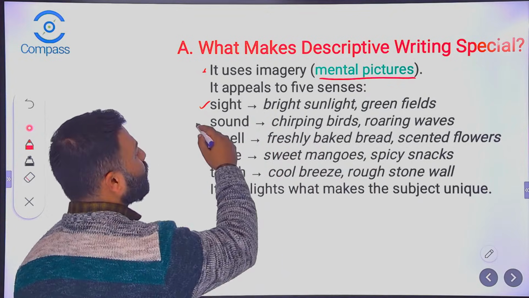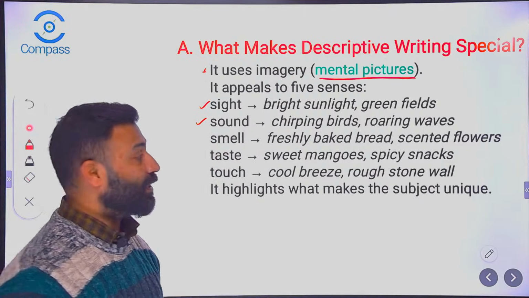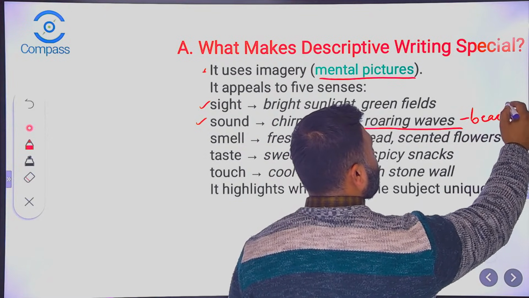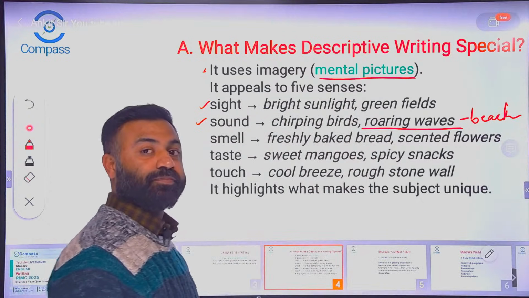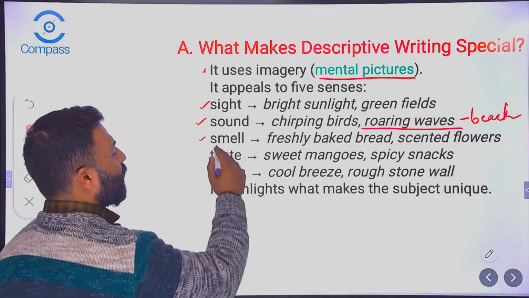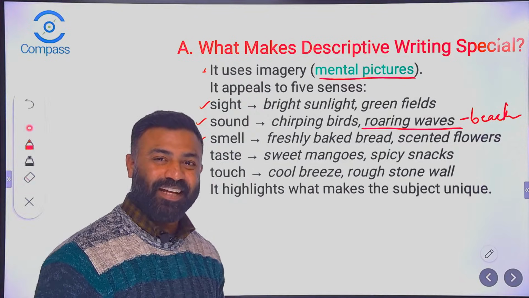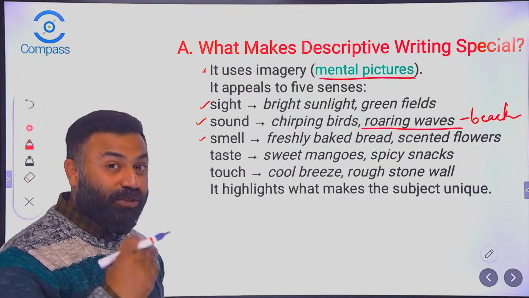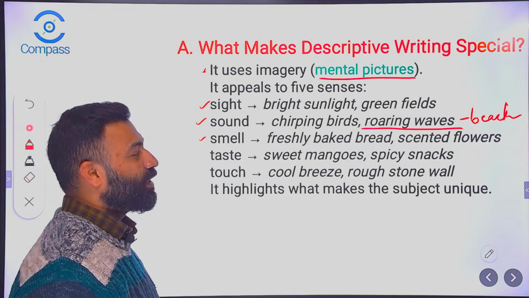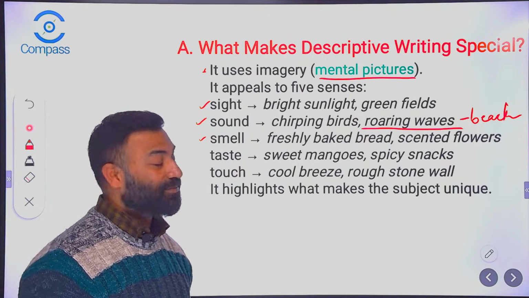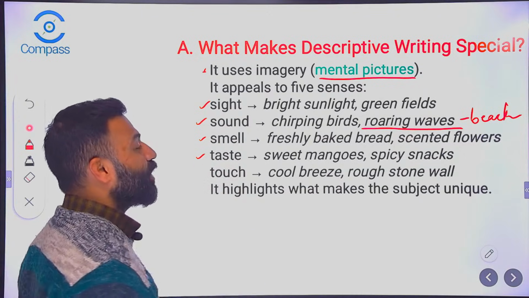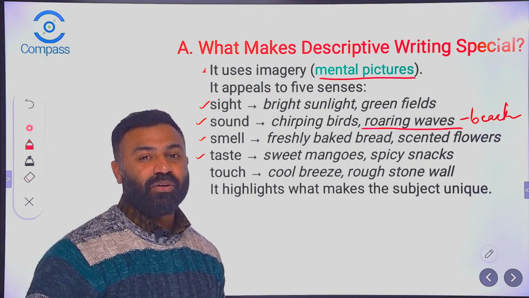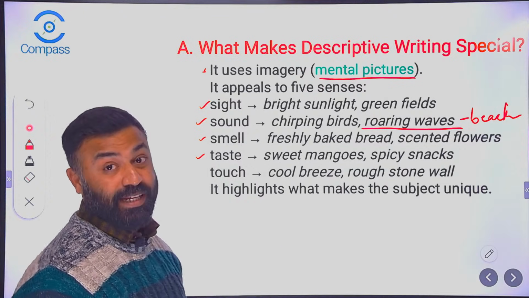Second, sound: chirping birds, roaring waves. Now that talks about a beach. Fine, beach. Smell: freshly baked bread. As you were strolling down and you went into a town, what do you get to smell? Freshly baked bread, scented flowers. Maybe you were in a garden. Taste: sweet mangoes. On the way you got this chance to pluck some mangoes from the tree. So sweet mangoes, spicy snacks.